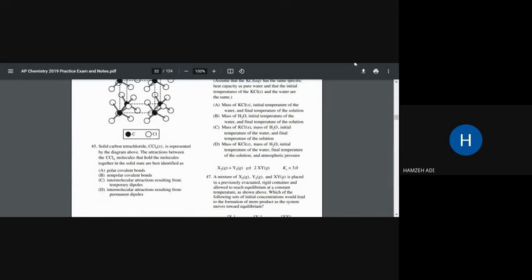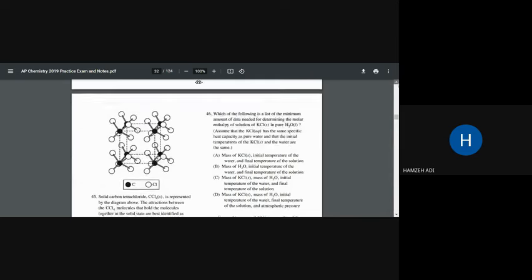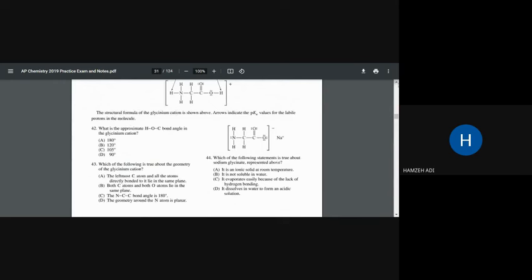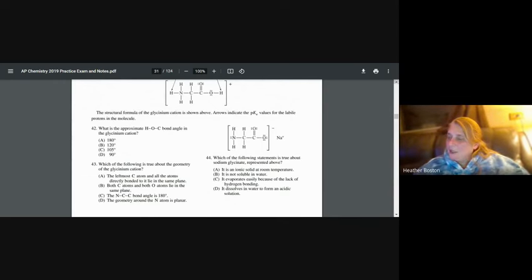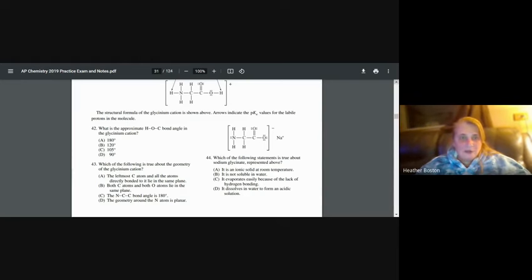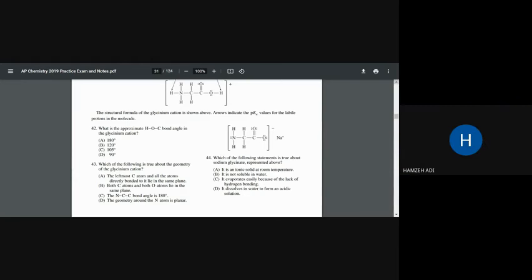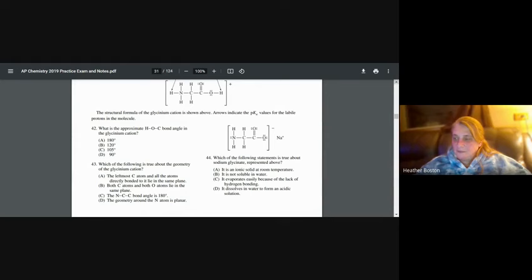Wait, Ms. Boston, so 43 and 44 are both A? Let's see, 43. 43 is B. Oh, okay. And then 44 is A. Okay, got it.